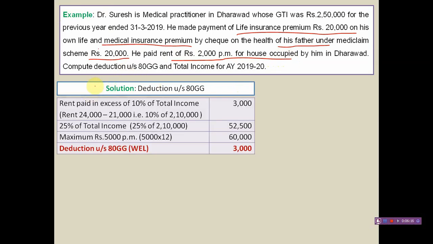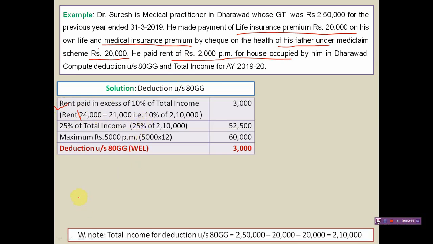Solution: deduction under section 80GG. There are three amounts to be calculated. First one is rent paid in excess of 10% of adjusted gross total income or total income. So here the rent is 2,000 per month, which means total rent is 24,000, and 10% of the total income or adjusted gross total income.